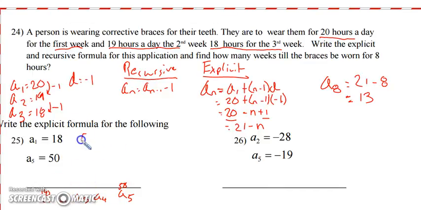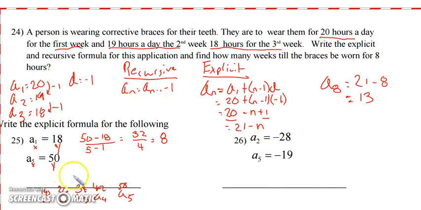So let's see if that works. 50 minus 18 over, and I'm using kind of like slope. These are your y's. The little term numbers are your x's. So 50 minus 18 over 5 minus 1, you get 32 over 4, which is 8. So let's see if that works. 18 plus 8 is 26. 26 plus 8 is 34. 34 plus 8 is 42, and then 42 plus 8 is 50, so yeah, 26, 34.